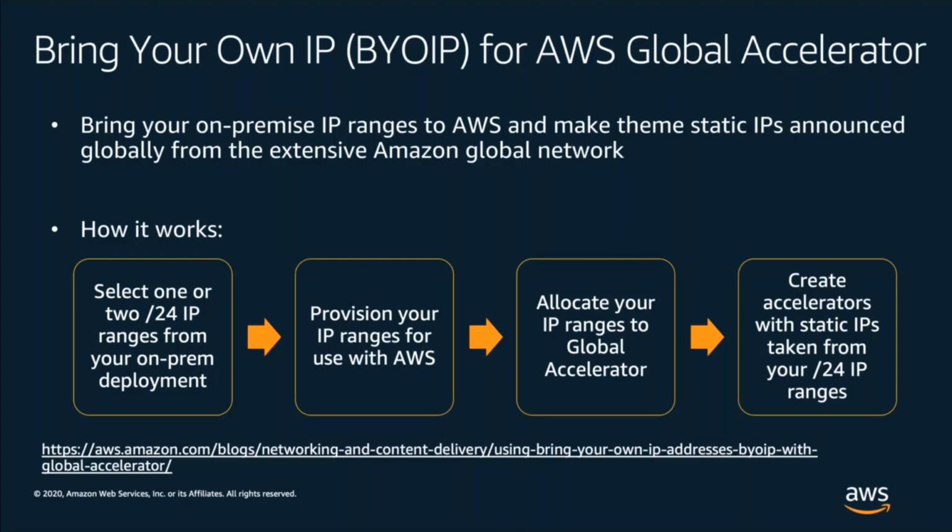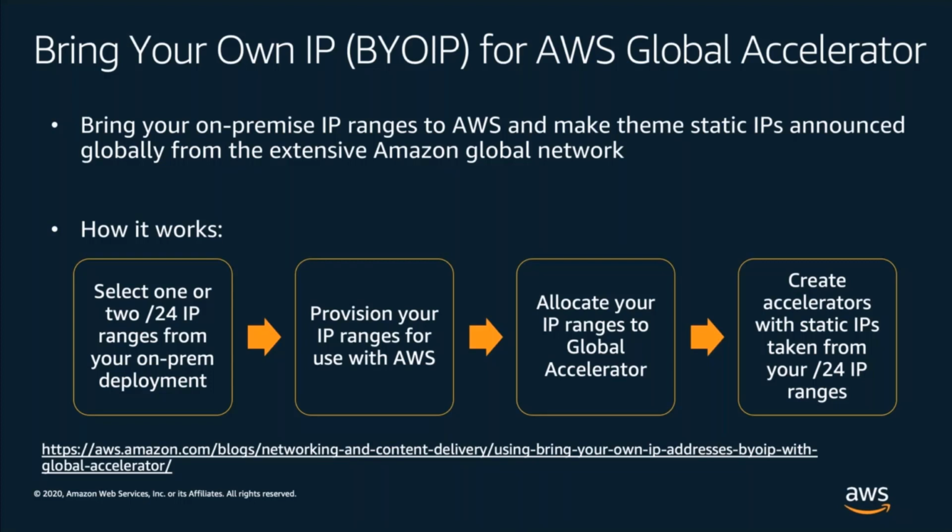So you can select one or two /24 IP ranges from your on-premises deployment. You provision them. We provision them for use with AWS. You allocate them to Global Accelerator, and then you can start creating accelerators with static IPs taken from these two ranges.